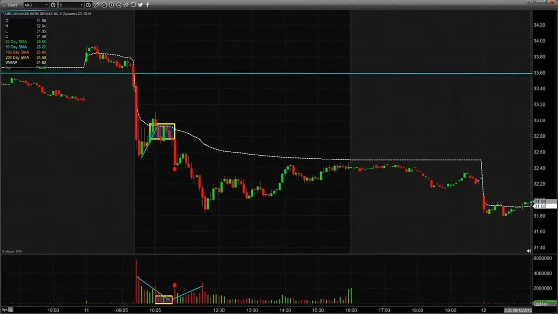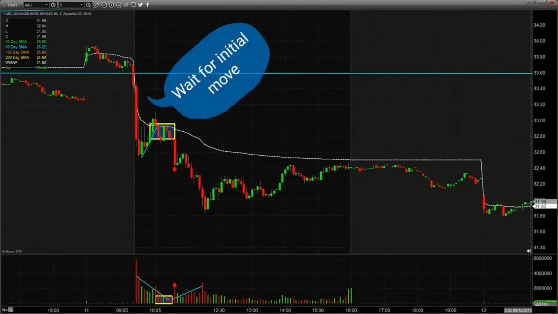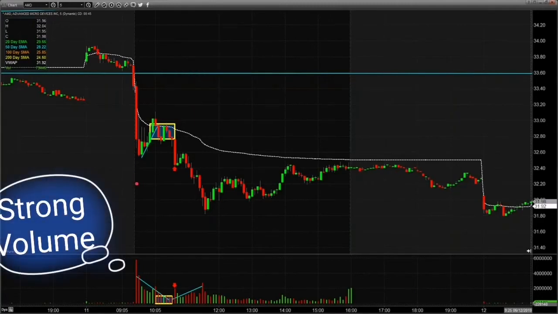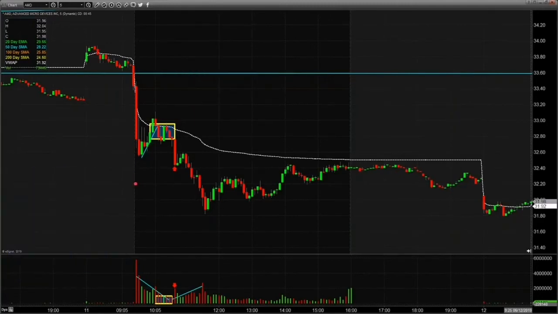So let's take a look here. As you can see, this is a move down, and we get that initial move to the downside on strong volume, right? The first bar of volume is pretty strong. And what happens thereafter is you start to get the relief move, or pullback, if you will. I usually refer to them as a pullback or a relief move.